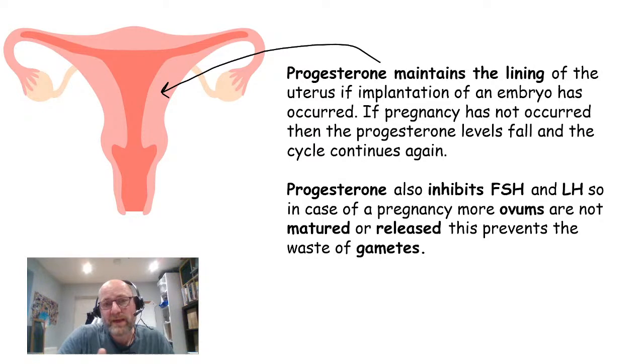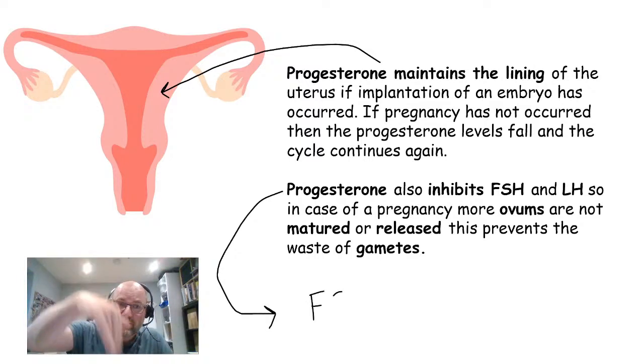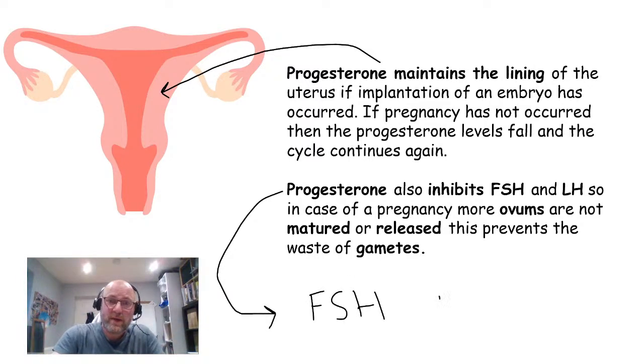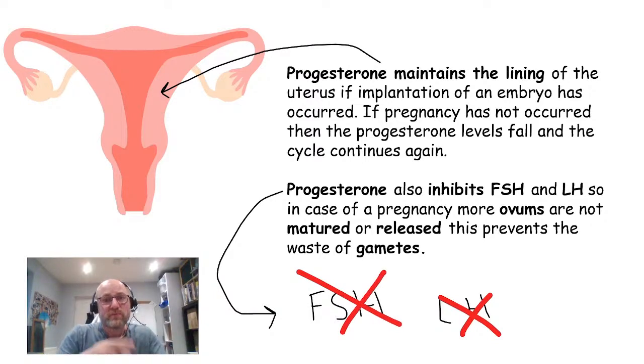Progesterone maintains the lining of the uterus. If there's no pregnancy, progesterone levels drop and the lining comes out. The whole thing begins again. If there is a pregnancy, then you don't need to waste any more eggs. So progesterone inhibits FSH and LH, so you don't ripen more eggs or release more eggs. That way, during pregnancy, your FSH and LH levels stay low, so you don't waste eggs.